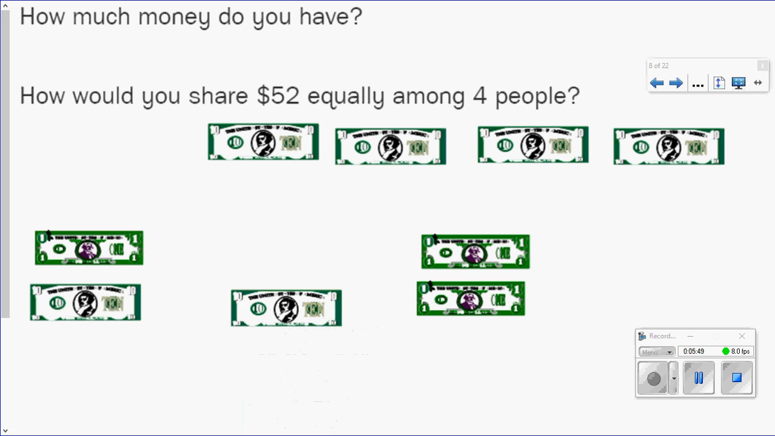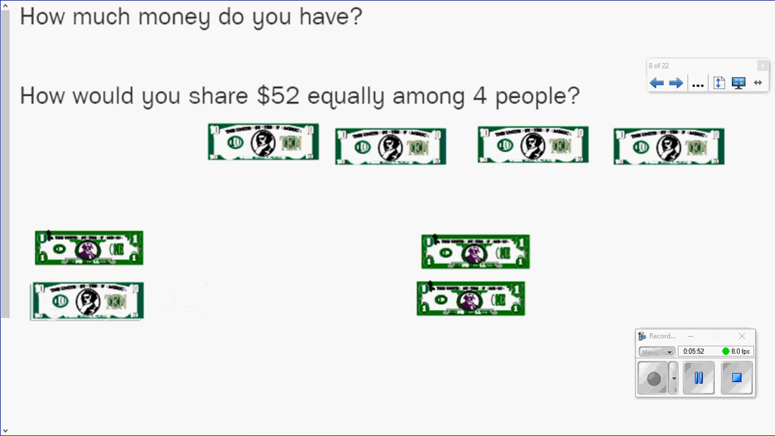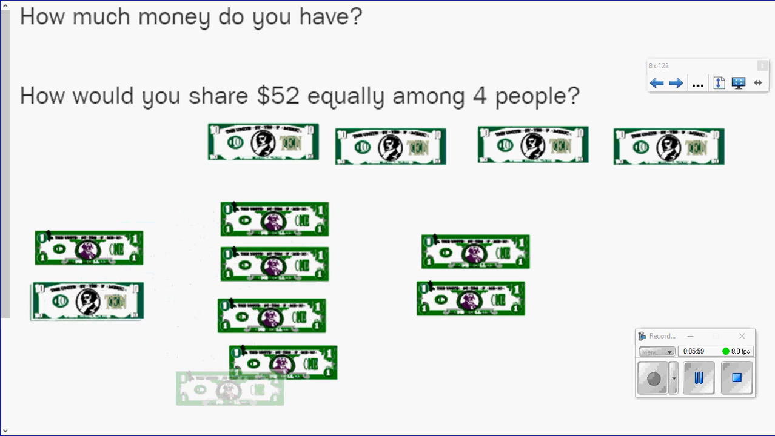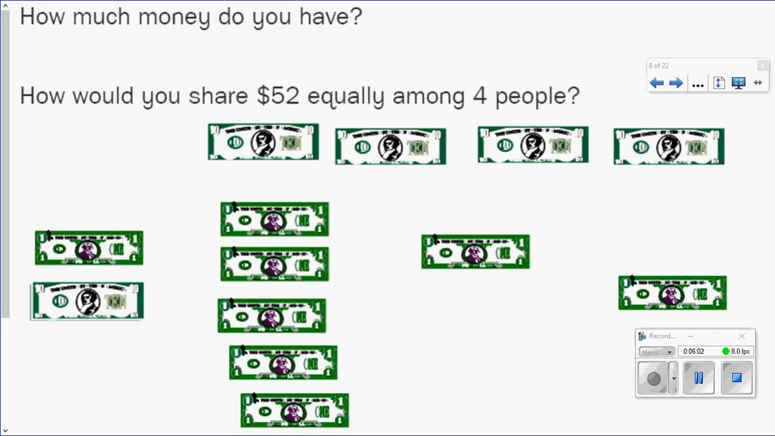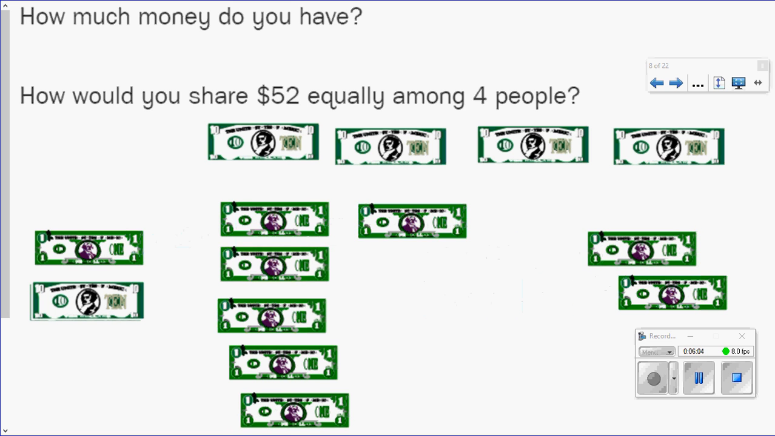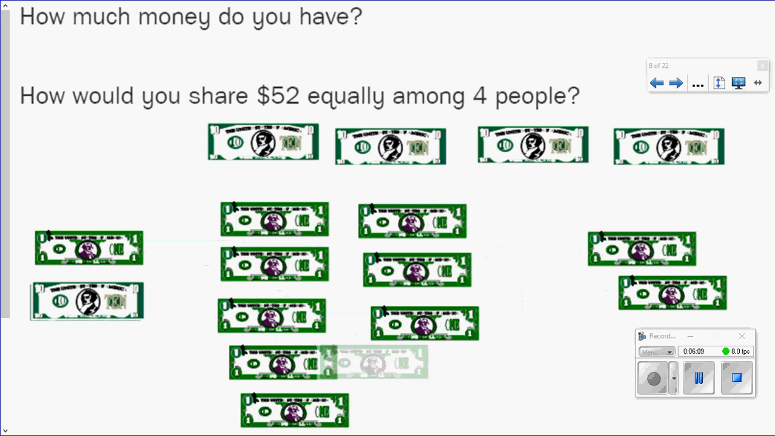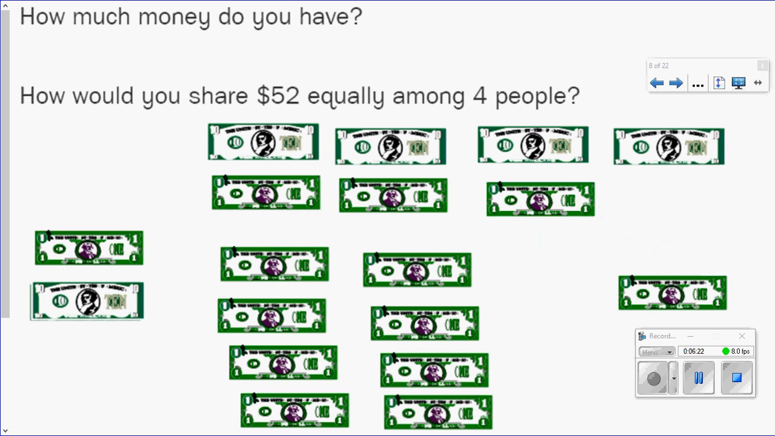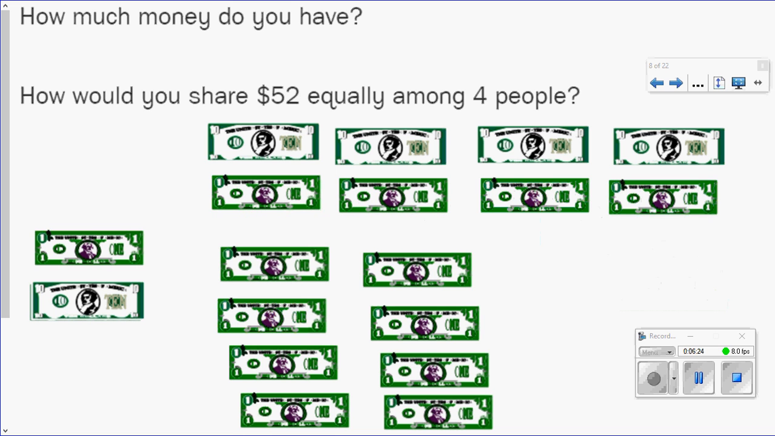So I'm going to go ahead and take this $10 bill and put it back, and I'm going to trade it in for 10 ones. 1, 2, 3, 4, 5. Move these over. 6, 7, 8, 9, and 10. So now I have 12 $1 bills that I'm going to try to divide up equally with my 4. So let's go ahead and start giving everybody some $1 bills.